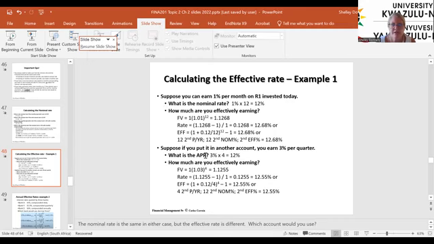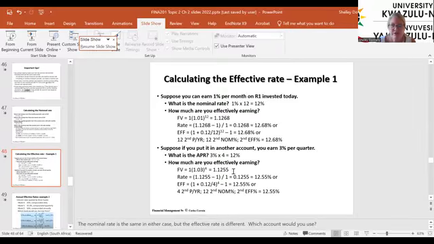Suppose you put it in another account and you earn 3% per quarter, what would be your APR or your nominal rate or annual percentage rate? Well, it would be the periodic rate of 3% times 4, which is 12%. How much would you effectively be earning? We'll do exactly the same as we did before. This time our periodic rate's 3, our M is 4. You can see what we make and put it over our investment to get that return.